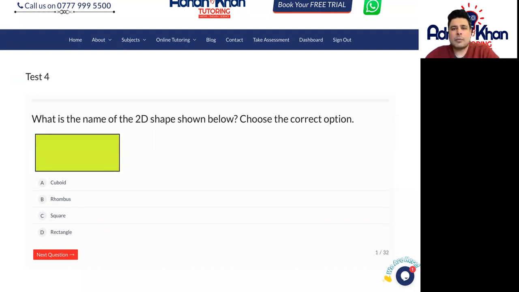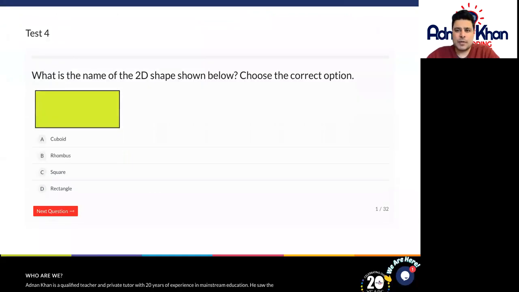So let's just start off with a couple of questions. So what is the name of the 2D shape shown below? Remember, a 2D shape means a two-dimensional shape. And a two-dimensional shape is always a flat shape. So what image can we see? What shape can we see here? So this is a rectangular 2D shape in front of us.